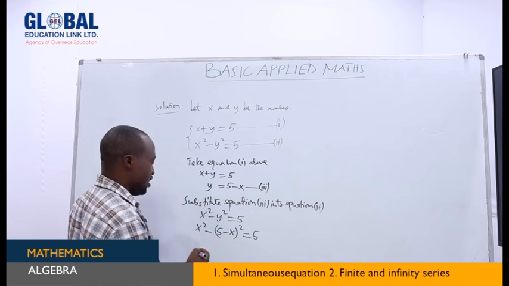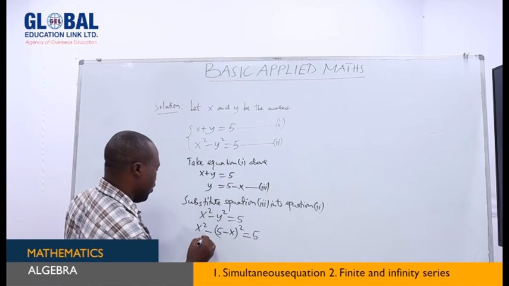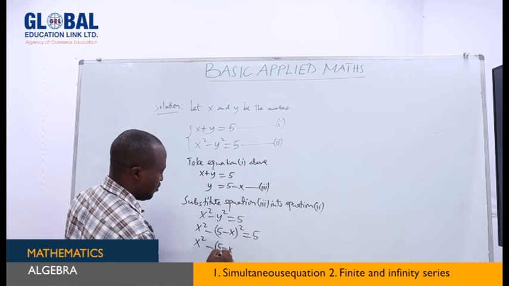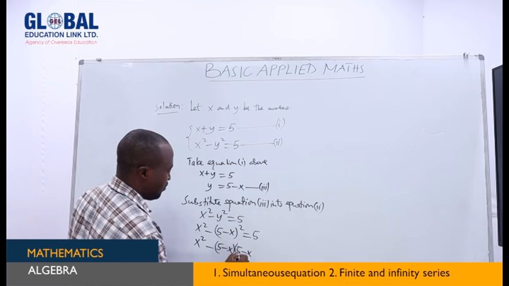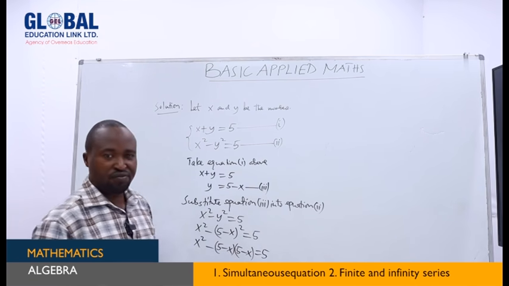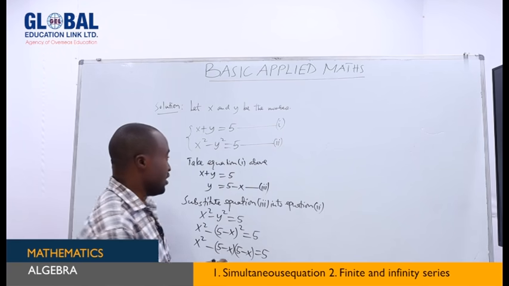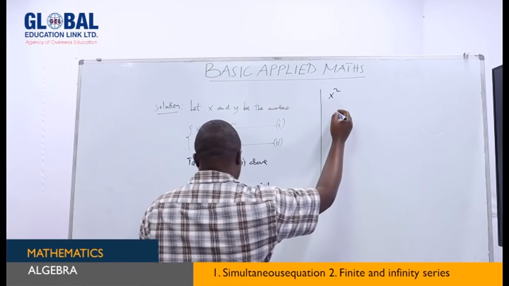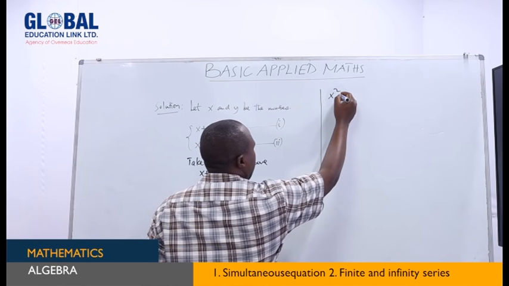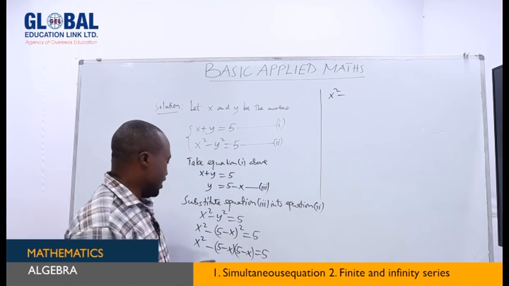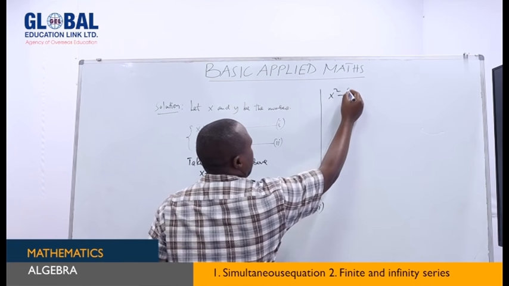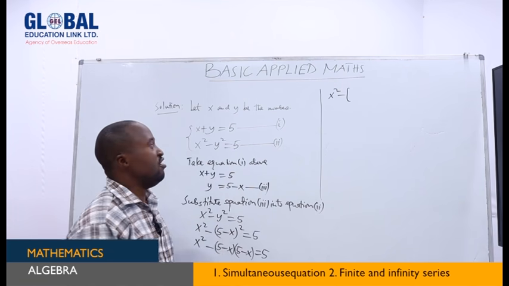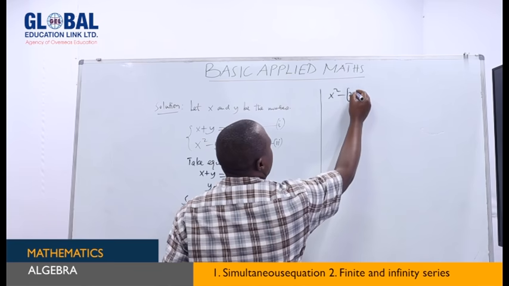Now let us expand this expression. We are going to have x squared minus (5 minus x) times (5 minus x), which is equal to 5. Now on expanding this, we are going to have x squared, then minus, so we just expand now, which is going to be 5 times 5, we are going to have 25.